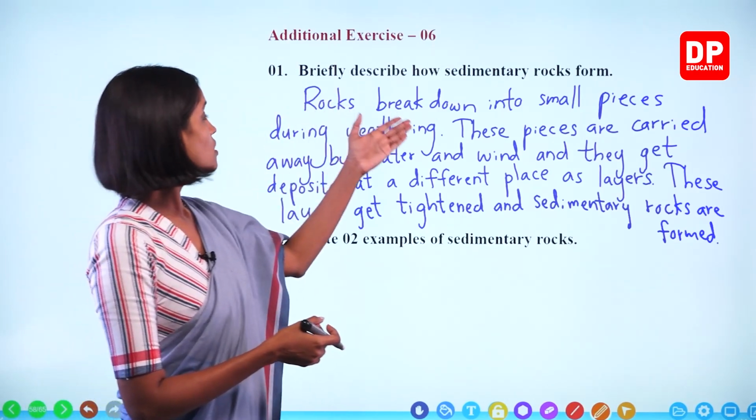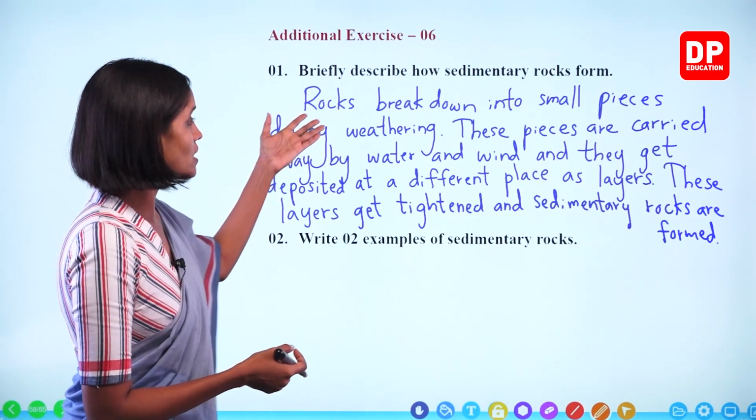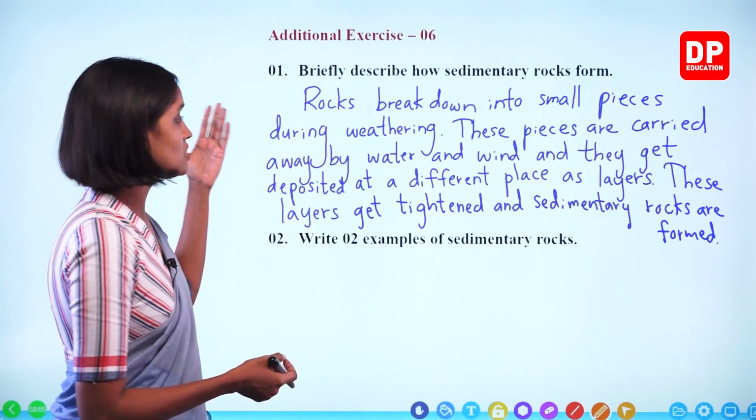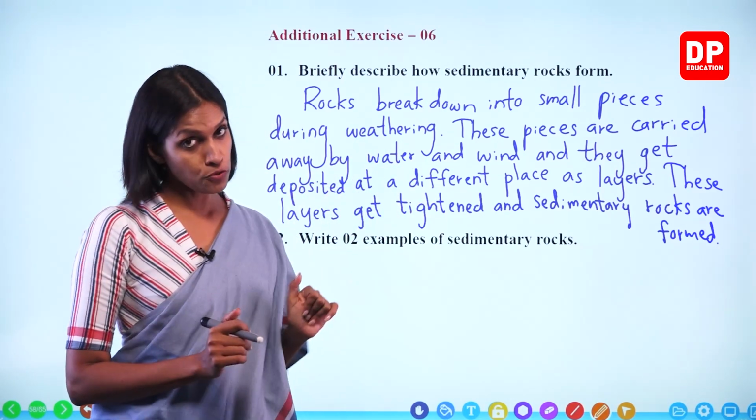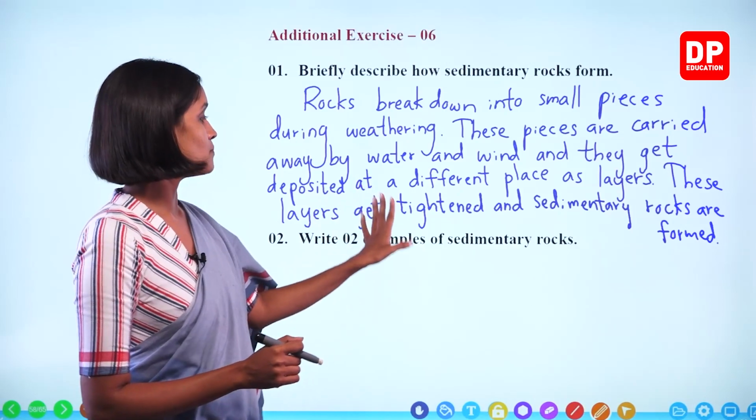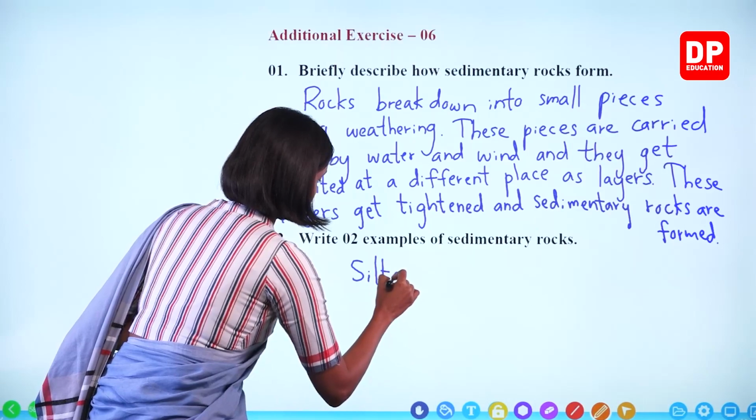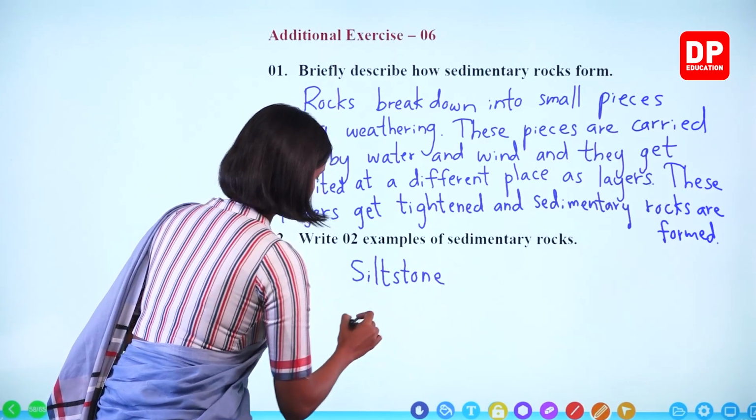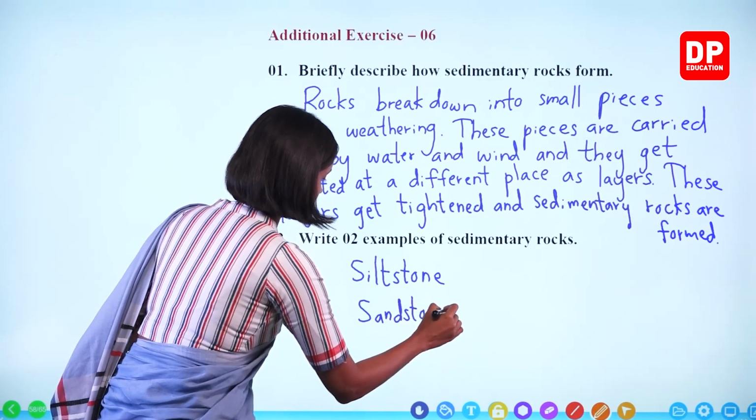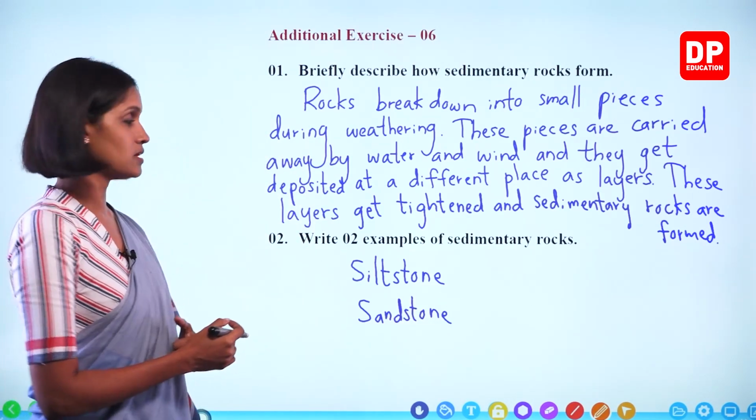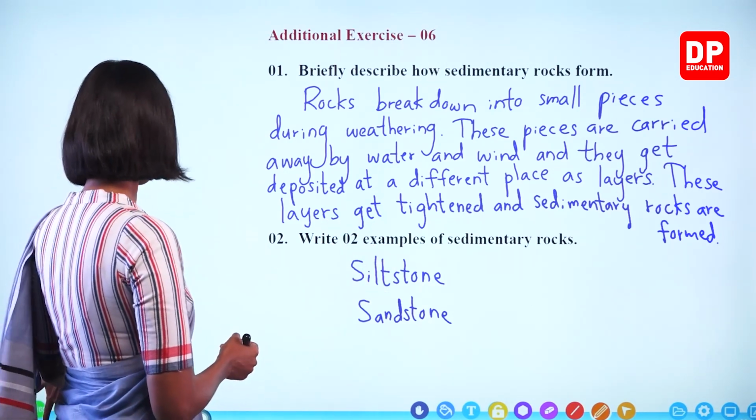Rocks break down into small pieces during weathering. These pieces are carried away by water and wind and they get deposited at a different place as layers. These layers get tightened and sedimentary rocks are formed, right? So write two examples of sedimentary rocks. Siltstone, sandstone, right? You can write other examples as well. Siltstone and sandstone are examples of sedimentary rocks, okay?